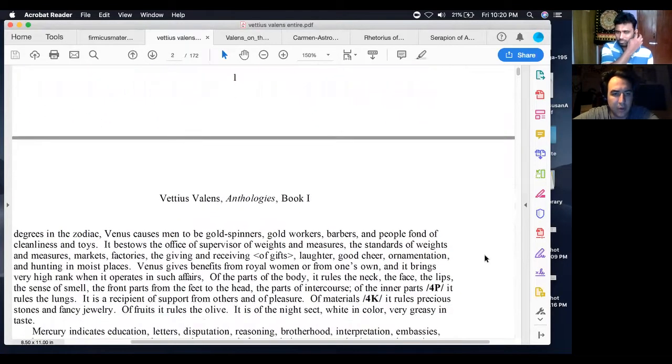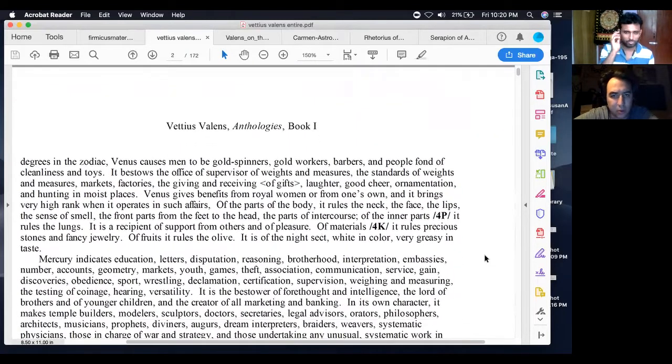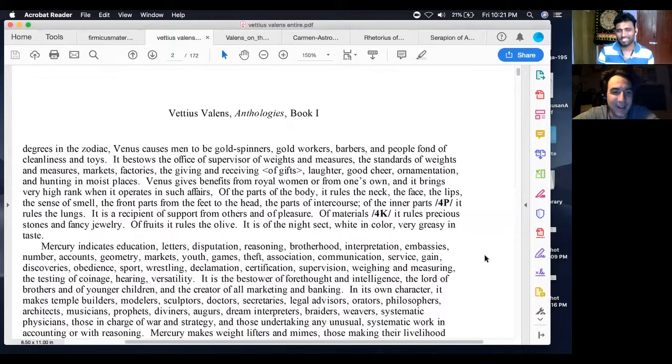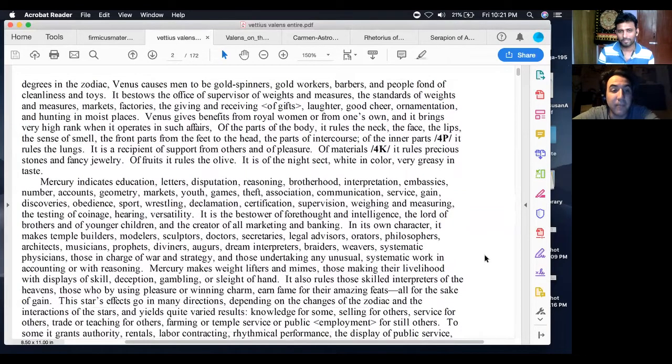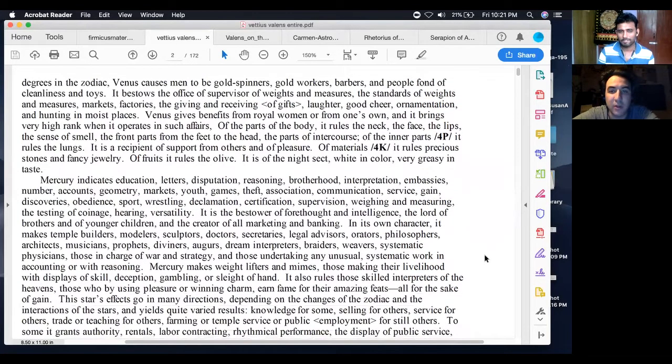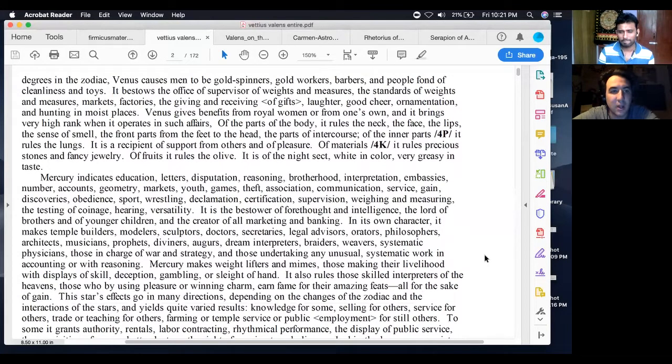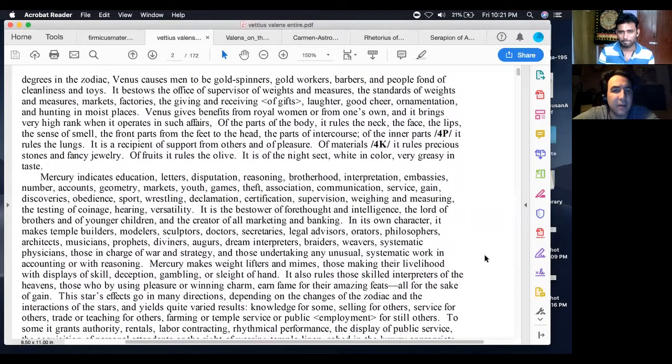Cool. So Venus causes men to be gold spinners, gold workers, again, the finer things in life. Barbers, that's about aesthetics and appearance, another very Venusian thing that we see at least in a lot of astrology. People fond of cleanliness and toys. That sounds kind of kinky. Okay, but no, it probably isn't meant that way. Actually, it's probably just meant pretty literally. It bestows the office of supervisor of weights and measures. Interesting. Markets and factories and giving and receiving of gifts.